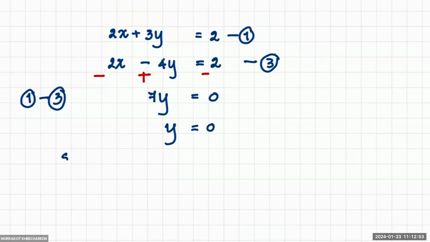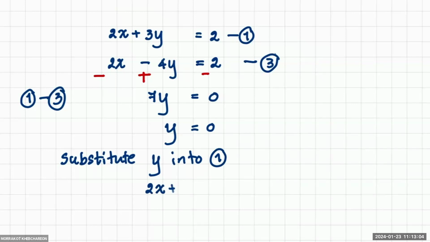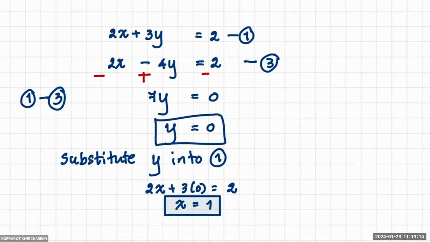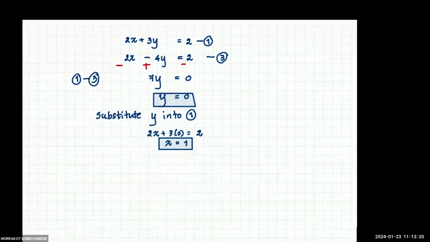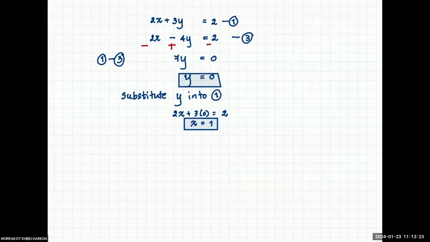And then I substitute: x plus 3 times 0 is equal to 2. So x is 1. So you know the solution is x equals 1, y equals 0. This is a substitution. This is the first method.